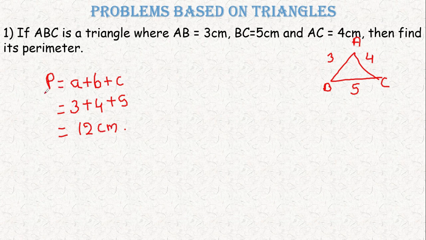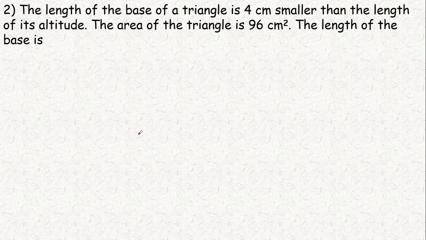Here perimeter means the length of the boundary; the total length of the boundary is known as the perimeter. When we come to a circle, this perimeter is known as circumference. This we can also call the boundary. So it is known as perimeter, circumference and boundary. Now let's solve the next problem.